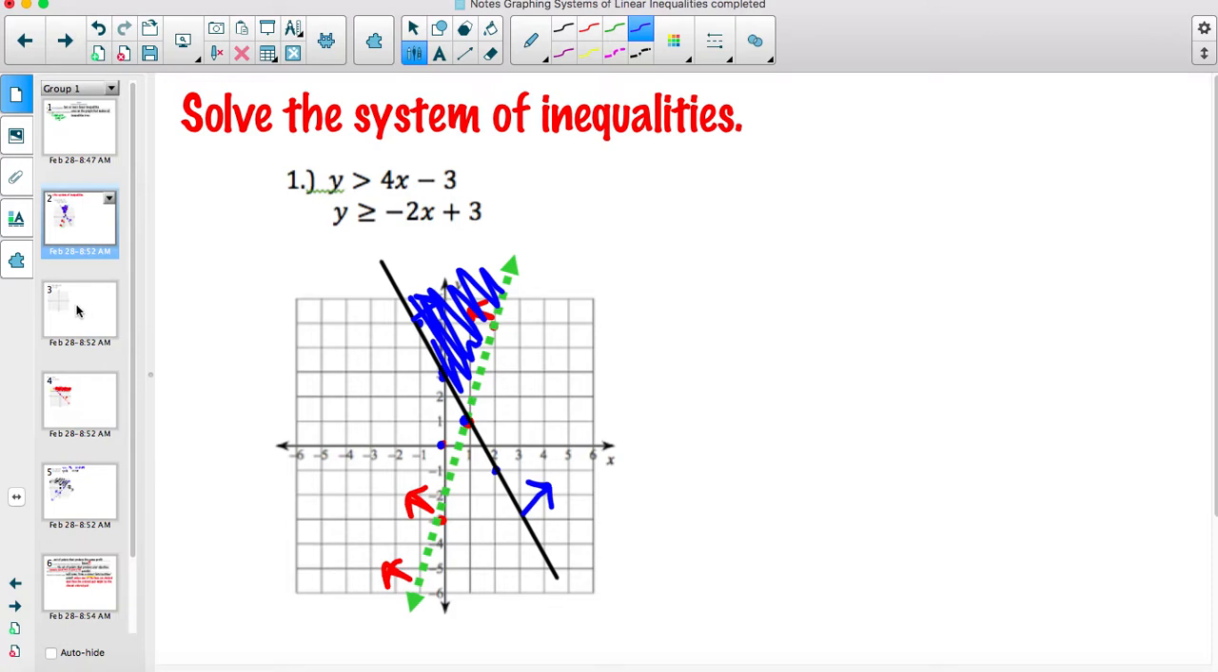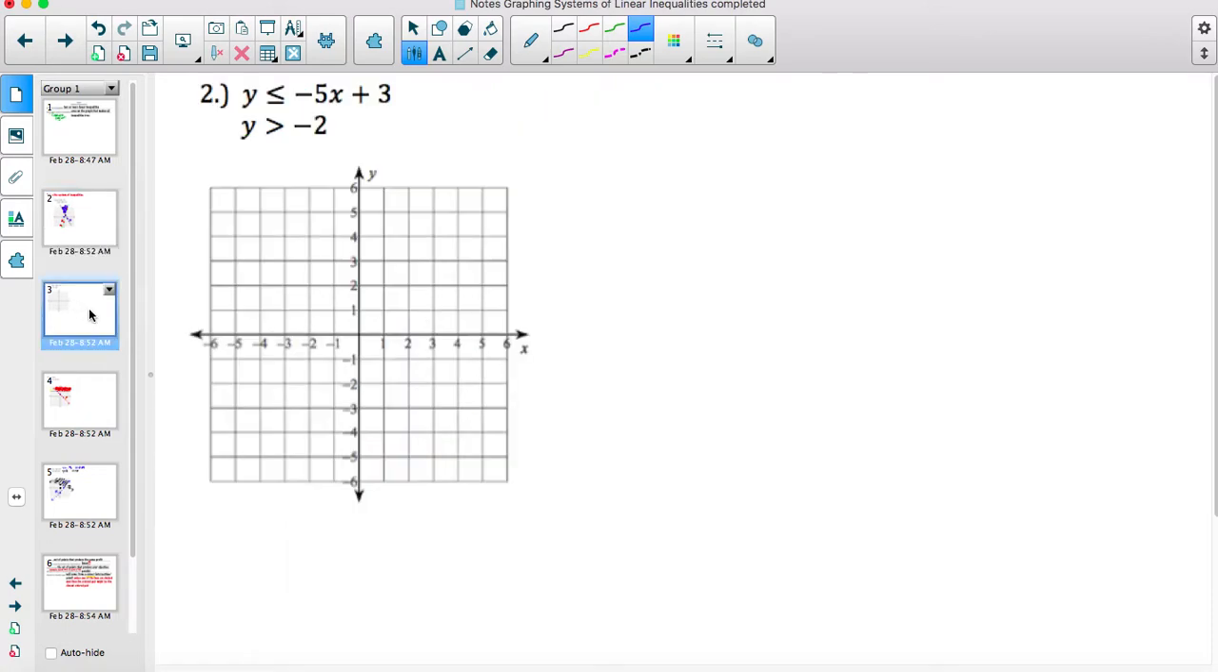Let's go ahead and look at example number 2 together. So in example number 2, it says y is less than negative 5x plus 3. And we're going to have a y-intercept of 3. And my slope's negative 5 over 1. 1, 2, 3, 4, 5 over 1. And this will be a solid line.